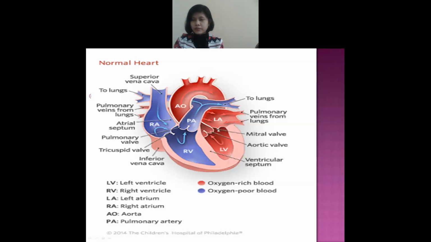Can you hear me? Yes, ma'am. Okay, after that, what happens? Aorta, it transmits blood to the whole body. Okay, it goes and supplies oxygenated blood to all the parts of the body. Yes, ma'am. Okay, it will continue on and on. It will be constant.